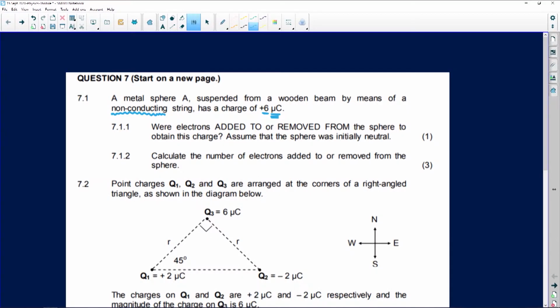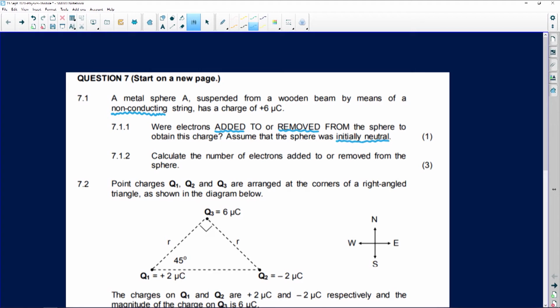So we have that metal sphere, it's suspended, and that is the charge that the sphere has. Now 7.1.1 says, were electrons added or removed from the sphere to obtain this charge? Assume that the sphere was initially neutral.